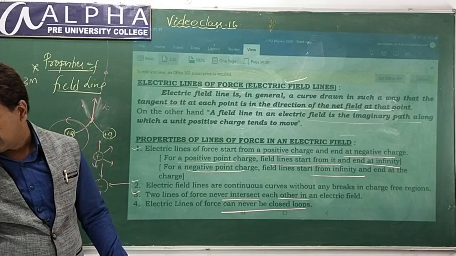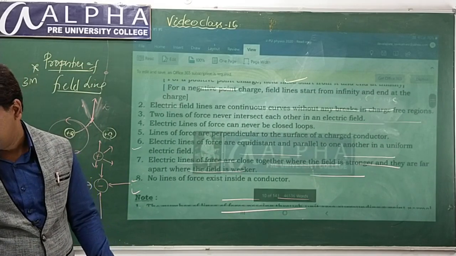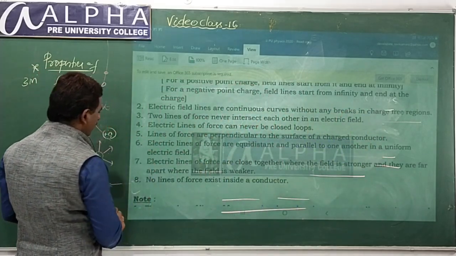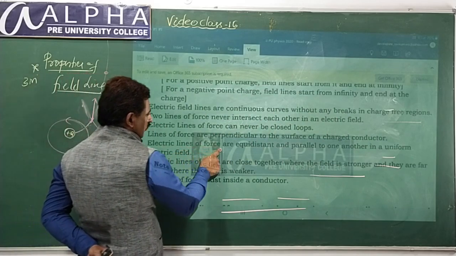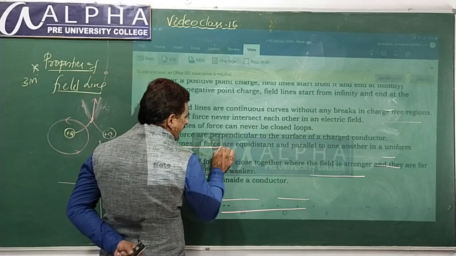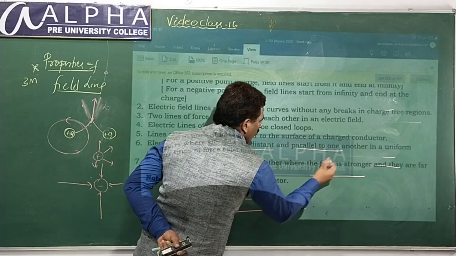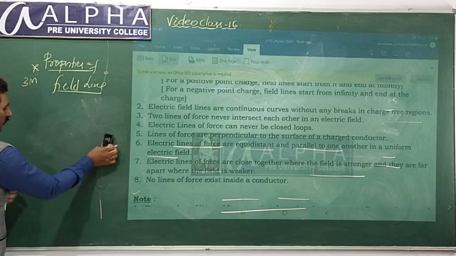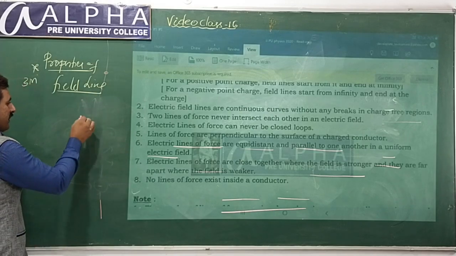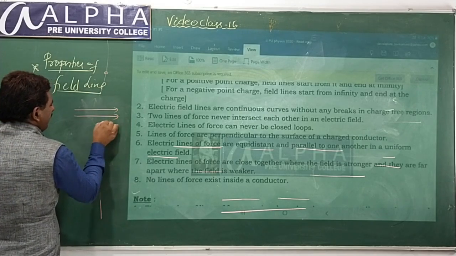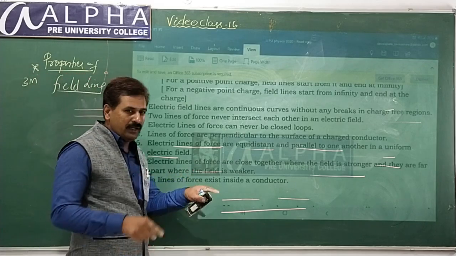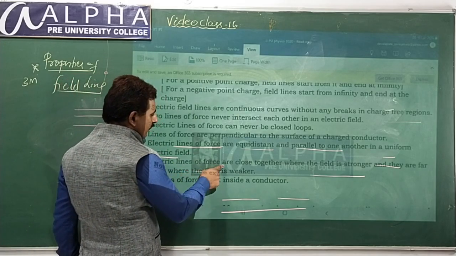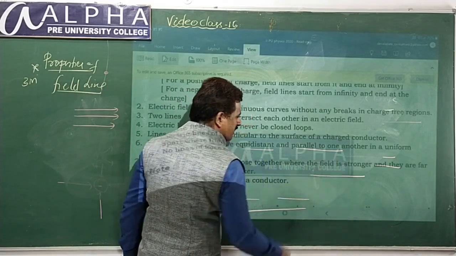And the last ones, in fact, three points are there. Now see the electric field. That's point number 5: the electric lines of force, or field lines, are equidistant and parallel to one another in a uniform field. What's the meaning of this? If a region contains a uniform field, as I explained in the torque explanation, you have to draw parallel lines. If the field is uniform, draw parallel and equidistant lines. Next one: electric field lines of force are close together where the field is stronger.